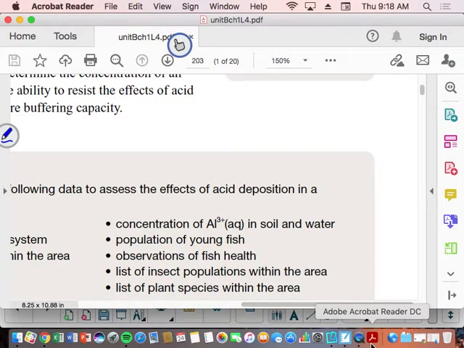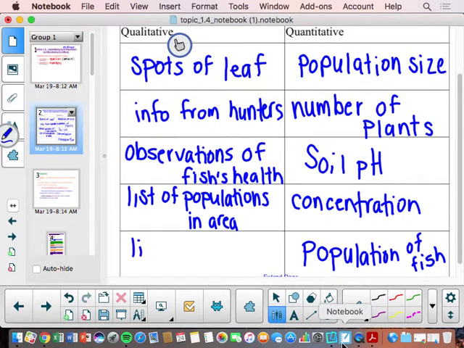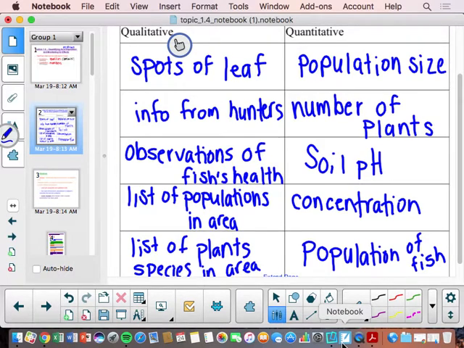The last one I think is list of plant species within an area. Again, list is our keyword there. That would be qualitative. So do you think you understand those two words now? Hopefully, with that little exercise.